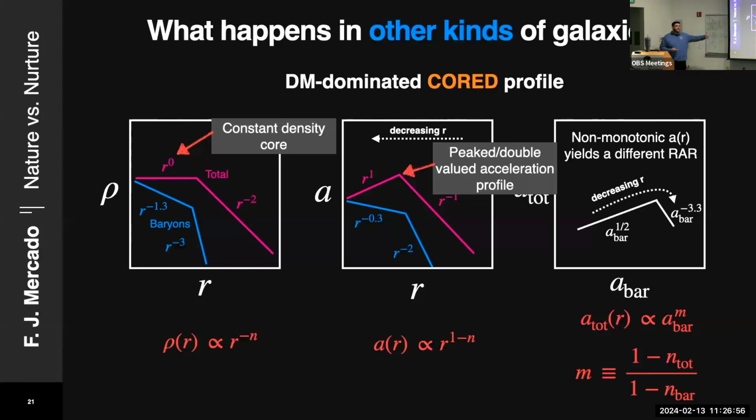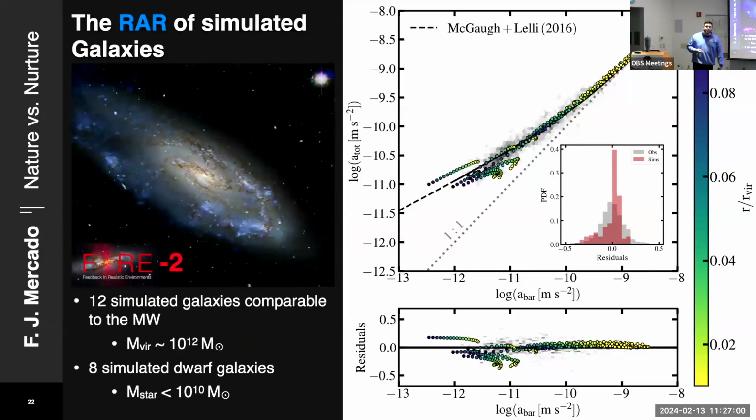However, it's interesting to see if we see these in some of the simulations that I'm looking at. And so I do just this. I take 12 simulated galaxies that are comparable mass to the Milky Way, and 8 simulated dwarf galaxies that have stellar masses below about 10 to the 10 solar masses. What we see here is the radial acceleration relation in the colored points. These are the tracks for the 20 simulated galaxies that we're looking at.